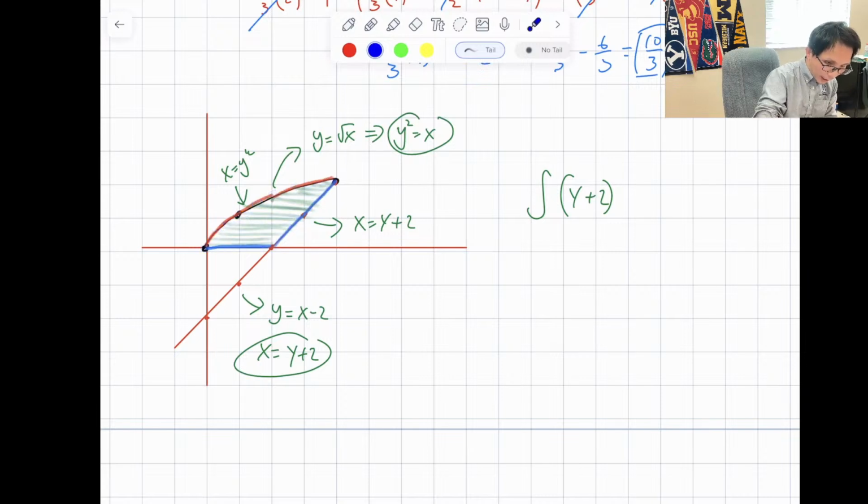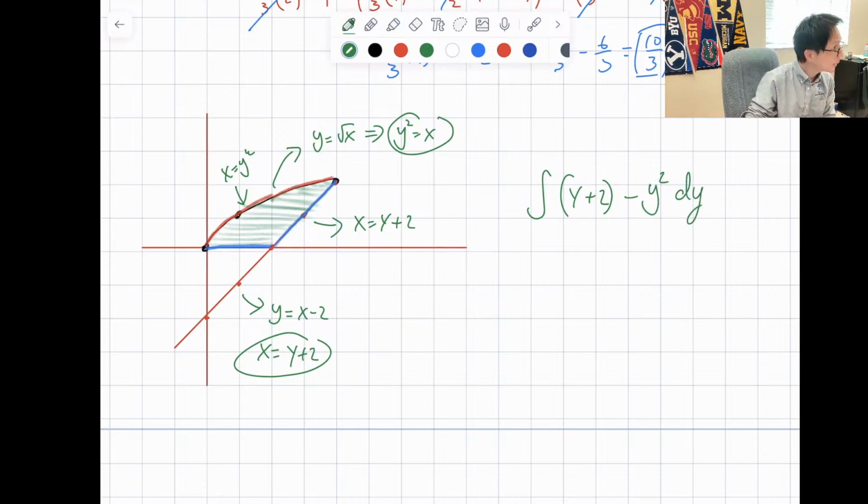Okay? Minus the bottom. What's the bottom function? Y squared dy. From what value to what value? From what boundary to what boundary? 0 to what? 2. And then you're done. Type in the calculator right now. See how easy this calculation is.